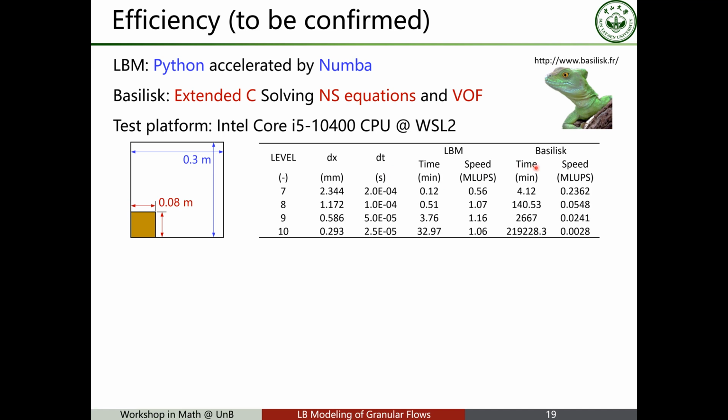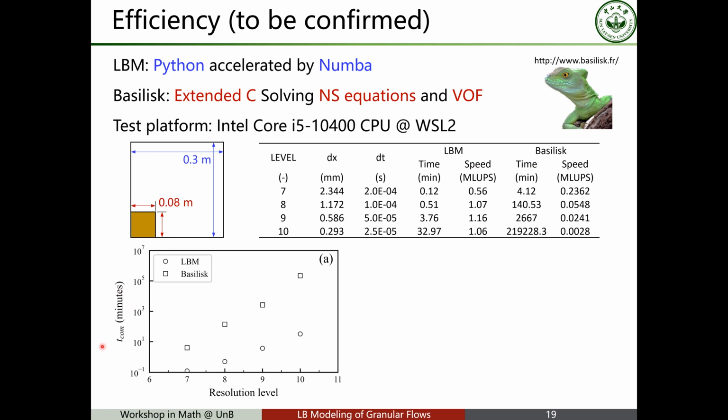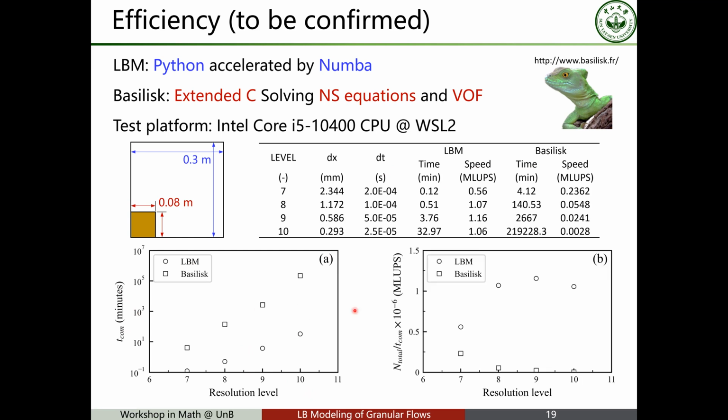And here is the result for the time and the speed. We can plot the computing time against the resolution, and you can see that the LBM calculation is much, much faster than Basilisk. Again, it still needs to be confirmed. But this computing time is not a fair comparison because Basilisk uses a VOF approach. That means it also solves the motion of the air here. But in LBM, we use a single phase free surface model. That means this white space is not solved.